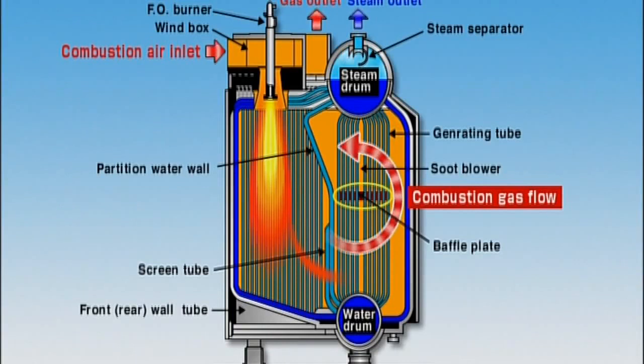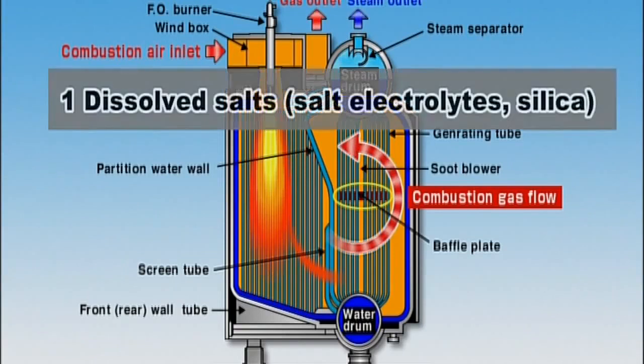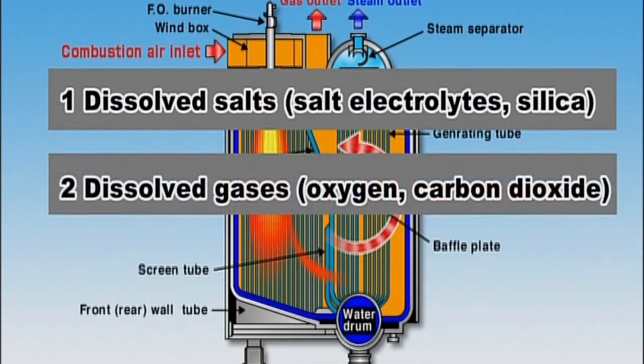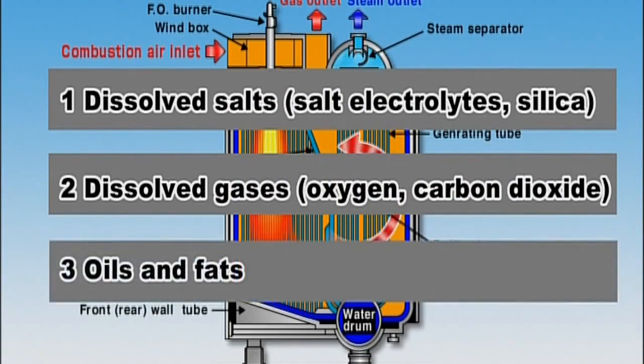Impurities found in feed water cause trouble for boilers. Impurities include dissolved salts, such as salt electrolytes and silica, dissolved gases, such as oxygen and carbon dioxide, and oils and fats that may find their way into the boiler from the plant's drain system.